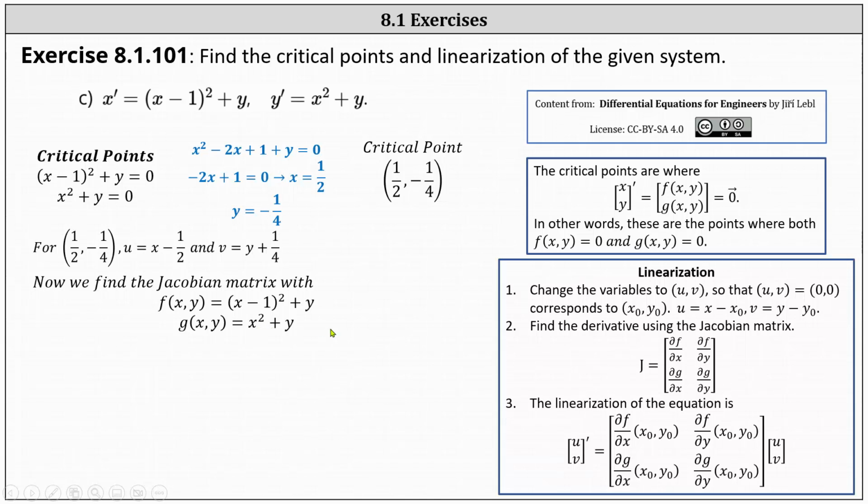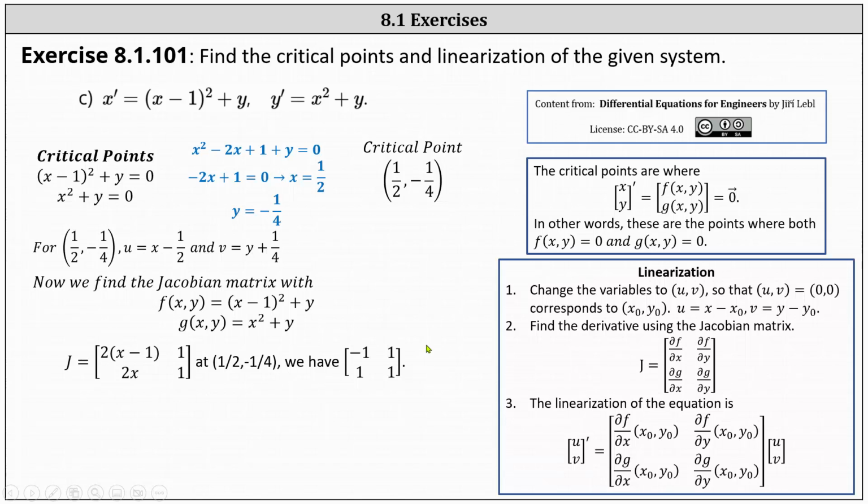This indicates for the first row of the Jacobian, we have the partial of f with respect to x, which is 2 times the quantity x minus 1, and then we have the partial of f with respect to y, which is just 1. In the second row, we have the partial of g with respect to x, which is 2x, and then we have the partial of g with respect to y, which is 1. And now we evaluate this at the critical point 1/2 comma negative 1/4, which gives us the 2 by 2 matrix with entries negative 1, 1, 1, 1.